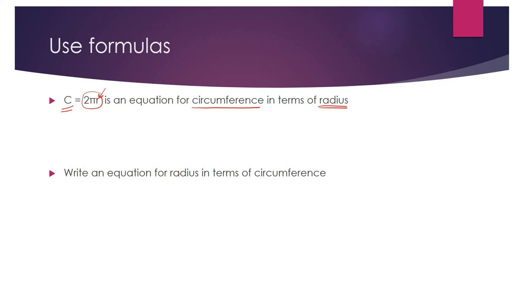We want to now write an equation for radius in terms of circumference. In other words, I want to get r equals something about circumference. This "in terms of" is like saying the circumference equals a formula with radius in it. This is the radius equals a formula with circumference in it. So in other words, this is the same as saying solve for r.